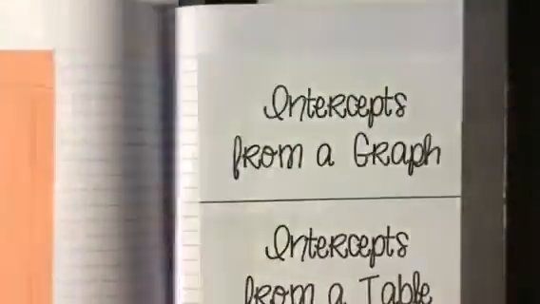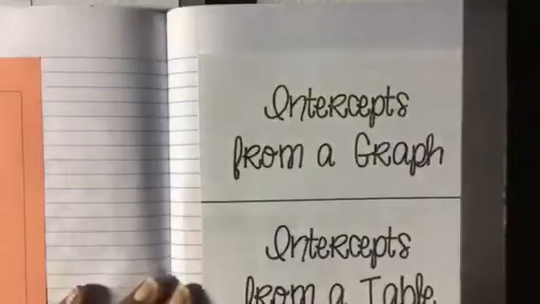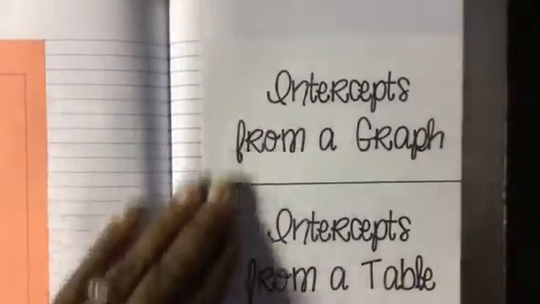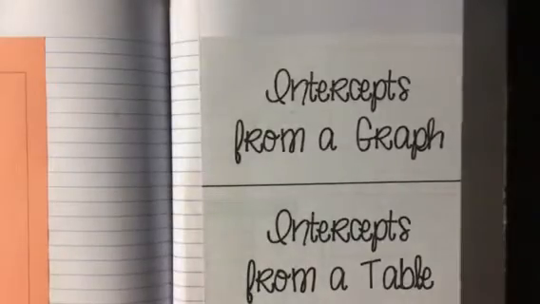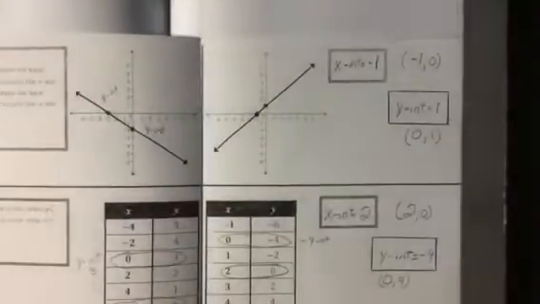Here is the foldable we had that you should have on page 24, showing you how to find the intercepts from a graph, table, and equations. So that when you are confused on some of these exercises, you should know where to find this information.